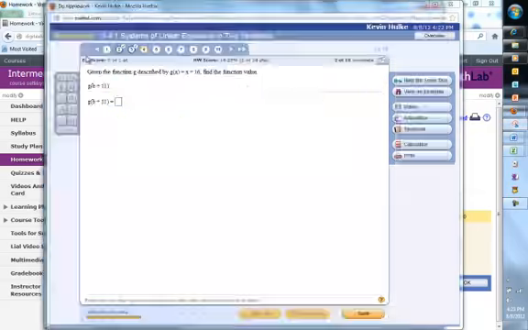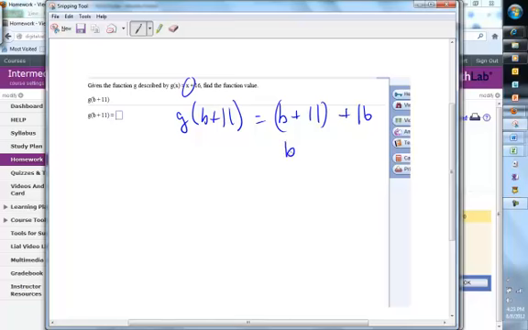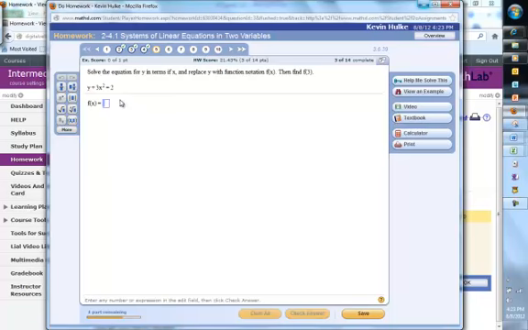Given the function, find this function g of b plus 11. So g of b plus 11 means wherever we see x, we're going to write b plus 11. Plus 16, so we have b plus 27. So g of b plus 11 is b plus 27. Next one.